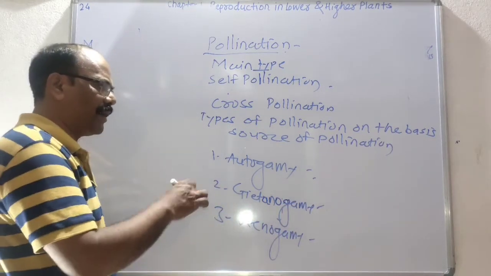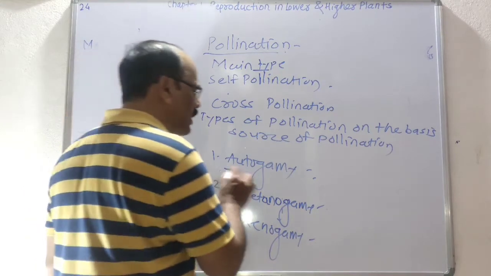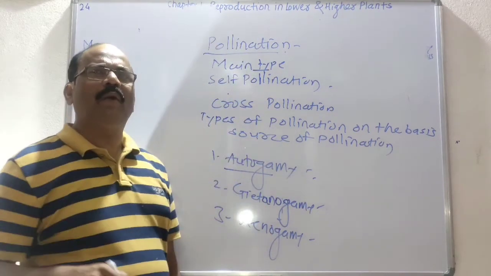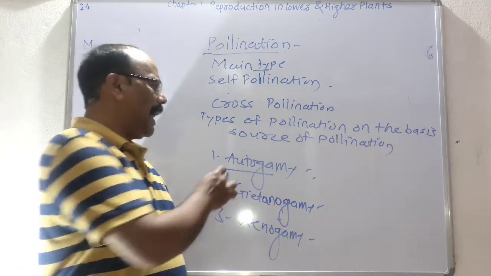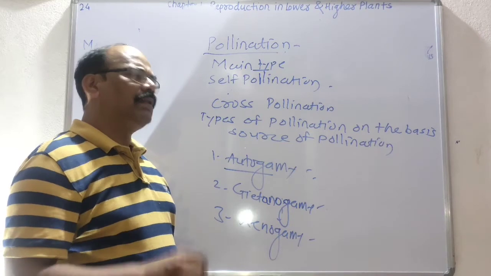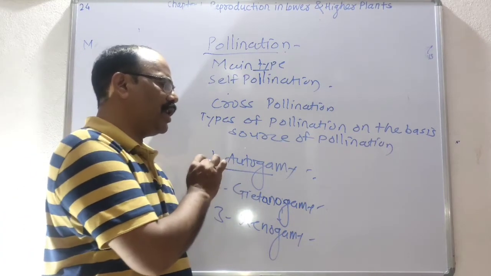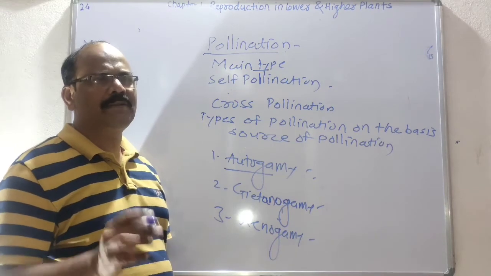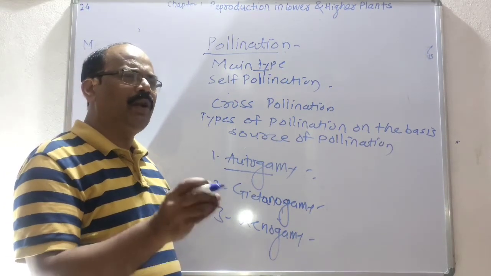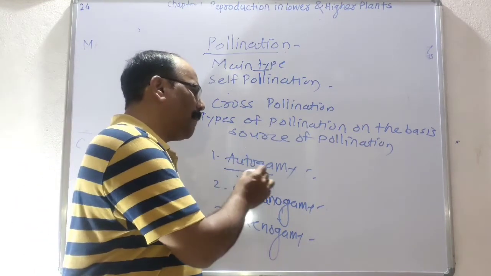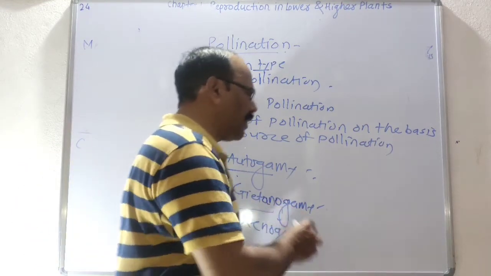Auto means self, gamete. It is the process in which pollination takes place on the same flower, that is called as the autogamy. Self pollination, most of the flowers, bisexual flowers take place there. In bisexual flowers the pollen grains are set on the same stigma of that flower, that is called as the autogamy. And next is the geitonogamy.